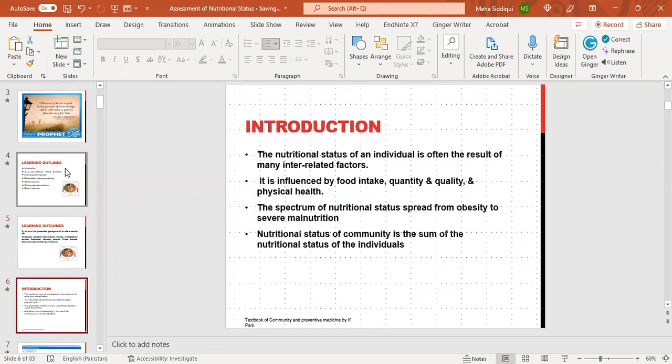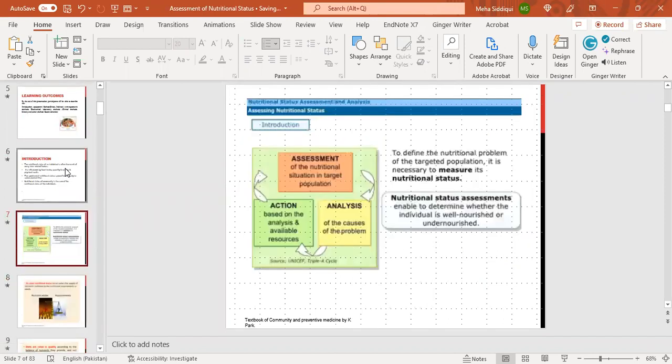Introduction. The nutritional status of an individual is often the result of many interrelated factors. It is influenced by food intake, quantity, quality, and physical health. The spectrum of nutritional status spreads from obesity to severe malnutrition. Nutritional status of a community is the sum of the nutritional status of the individuals.